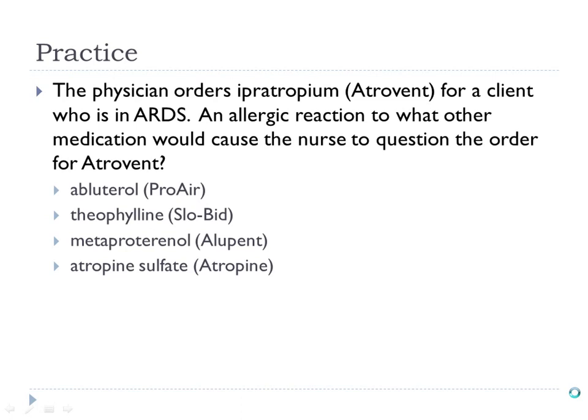So the patient is going to be given Atrovent. An allergy to which of these medications would cause you to question that order? This tells you that you have to know the classification of Atrovent. And we said it's a what? Anticholinergic. So therefore, what's the answer? Atropine, because atropine is an anticholinergic. Seems very straightforward and easy right now, right?